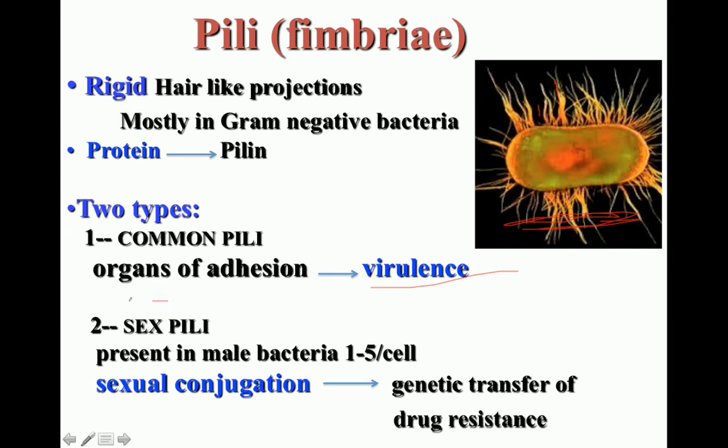Then the second are the sex pili. Now the sex pili play a very important role in conjugation, and during sexual conjugation there is going to be genetic transfer of toxic genes and drug resistant genes from one bacteria to the other. We will be discussing this sexual conjugation in detail when we do bacterial genetics. So the two types are the common pili and the sex pili.